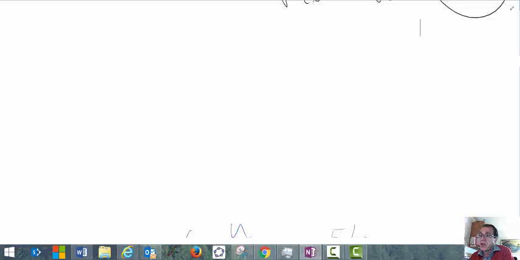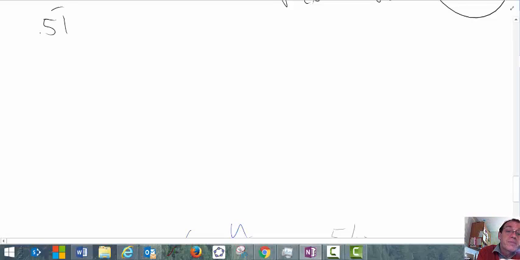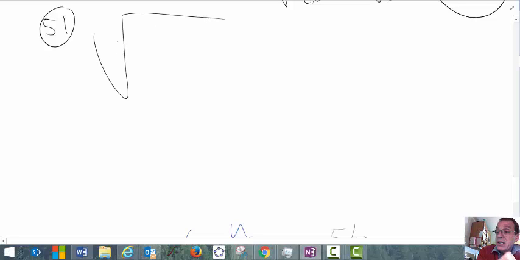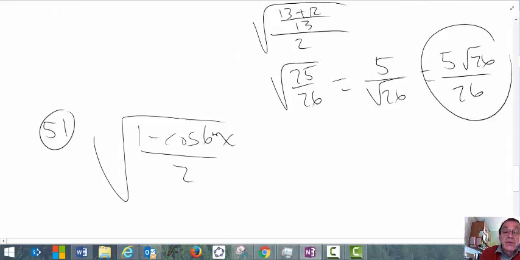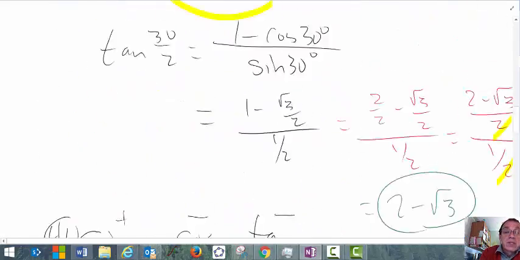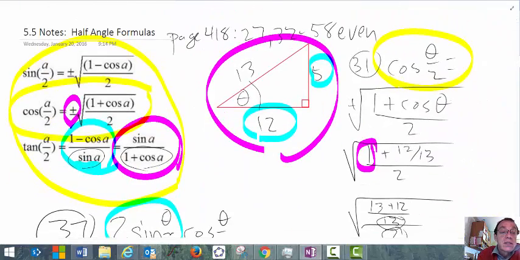So now let's talk about 51, which is like 52 and 54. In 51, they give you the square root, and this isn't plus or minus, this is the plus version, of 1 minus the cosine of 6x over 2. And they've decided that since you've been exposed to going forward, now let's see if you go backwards. Remember that this is the answer of a half-angle formula. So which one does that look like?